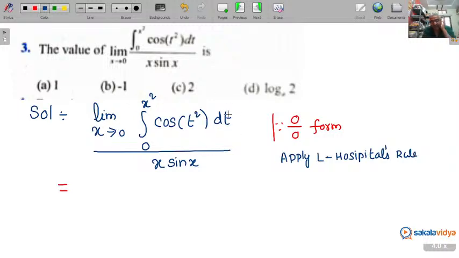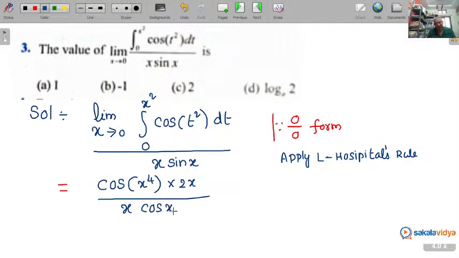If you differentiate the integral, what do you get now here? Cos of, in the place of t, substitute x square, so cos of x to the power of 4, into the derivative of x square. The derivative of x square is 2x. And next, x sin x is UV method differentiation: x into the differentiation of sin x, cos x, plus sin x into the differentiation of x, 1. So this is limit x extends to 0.